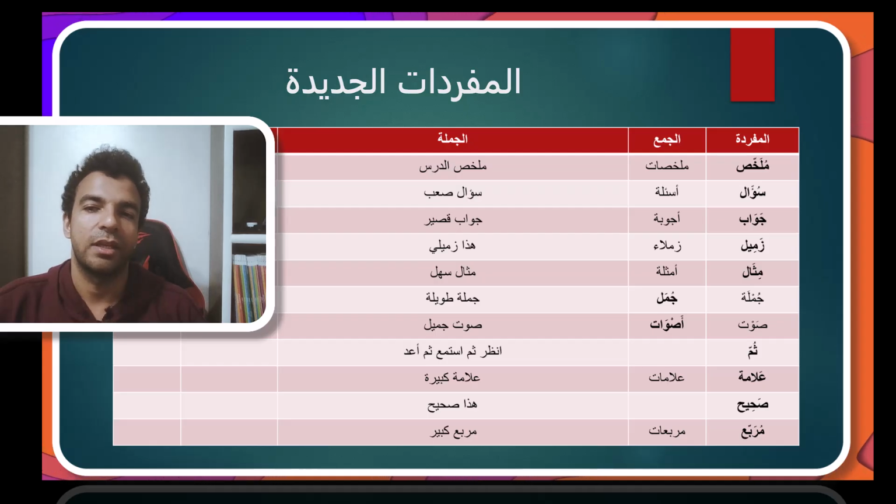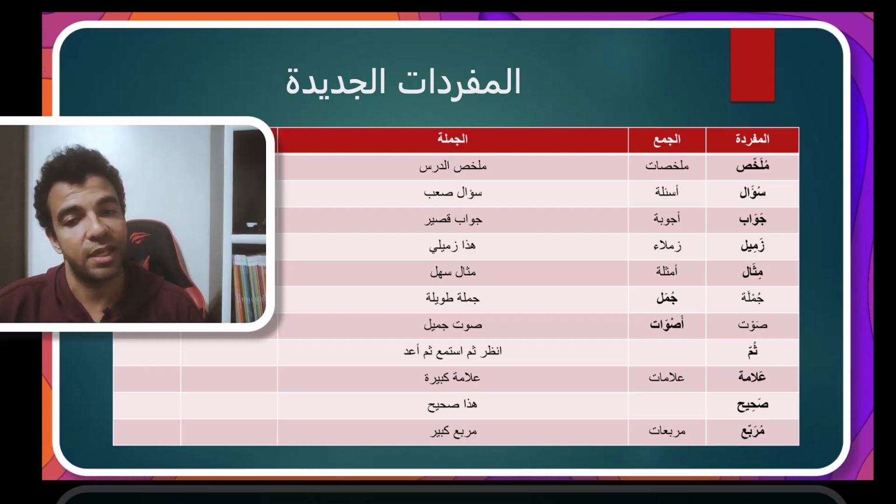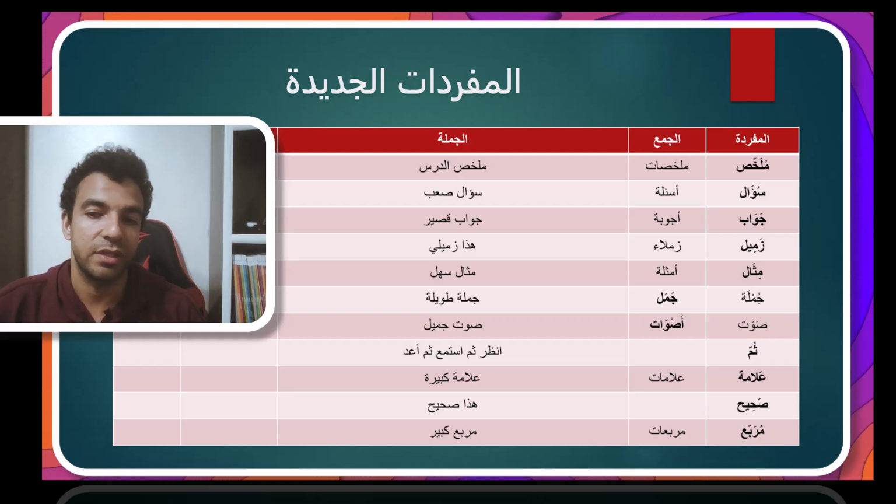زميل, زملاء, هذا زميلي, this is my colleague. مثال, أمثلة, مثال سهل, easy example. جملة, plural is جمل. Example is جملة طويلة. And then صوت, أصوات, صوت جميل, a beautiful sound or voice. The same word goes for sound and voice.